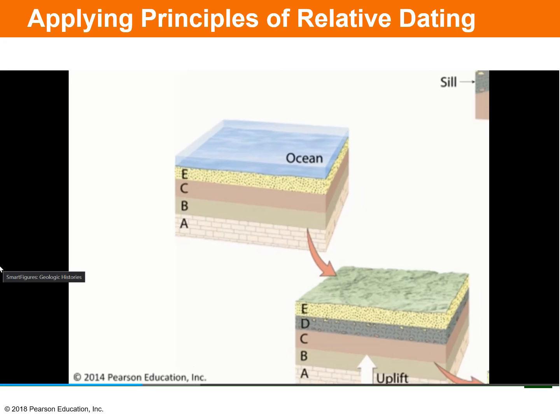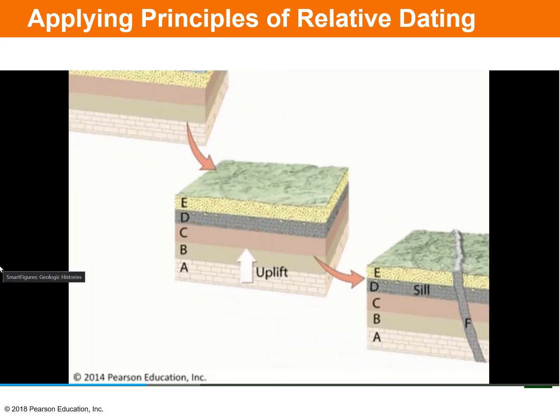Okay, so here's where the D comes in. The D is coming in the form of a sill, and that sill is basically magma that intrudes between pre-existing sedimentary layers. So basically this magma oozes in between C and E and pops E upwards.